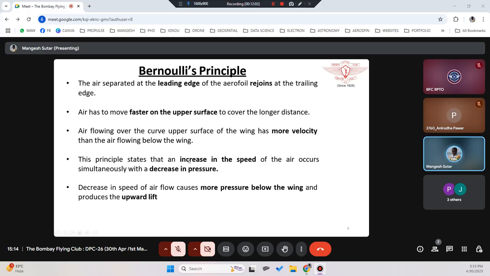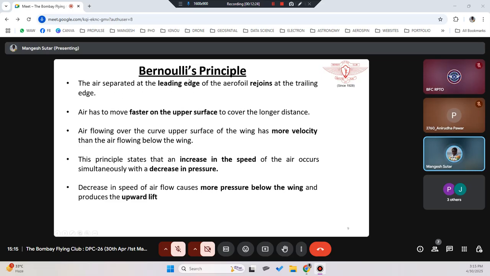As soon as your speed increases, your pressure decreases. Whereas with a decrease in the speed, the velocity below the surface decreases, which will cause more pressure below the wing and produce the upward lift. Okay, you got it, what I'm trying to say here?